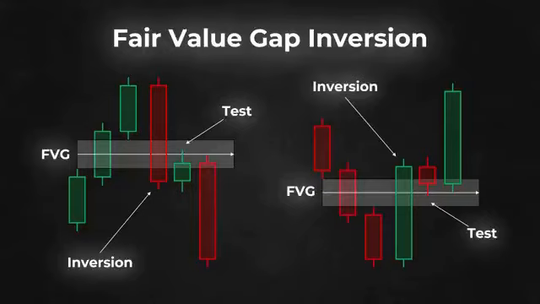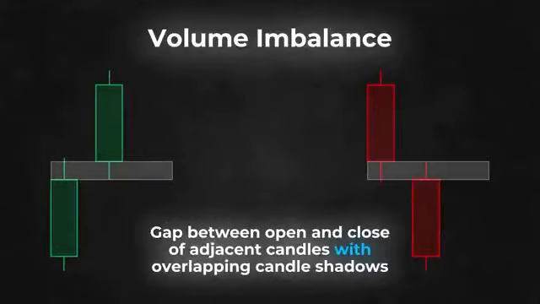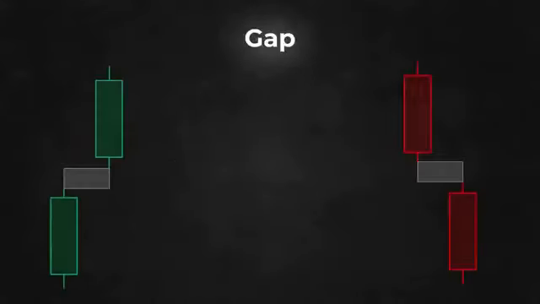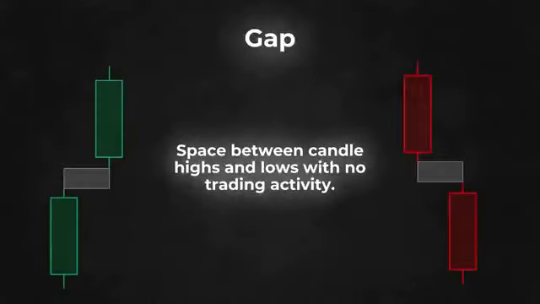Beyond fair value gaps, ICT's method also points to other types of related concepts, namely volume imbalances and gaps. A volume imbalance happens when there is a gap between the open and close of adjacent candles, although there is trading activity within the gaps since candle shadows overlap. A gap occurs when there is a space between highs and lows of adjacent candles, meaning there is no trading activity between the high of the first candle and the low of the second candle in the case of a bullish gap, or the low of the first candle and the high of the second candle in the case of a bearish gap.